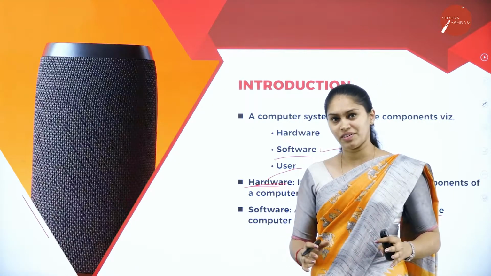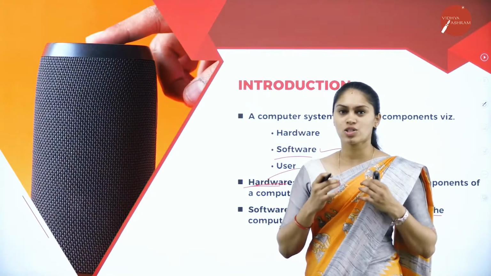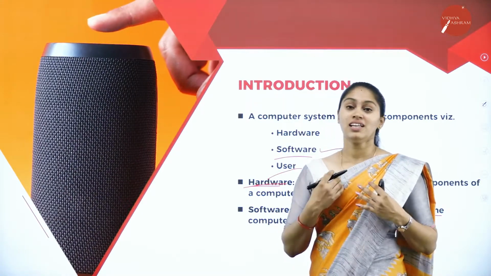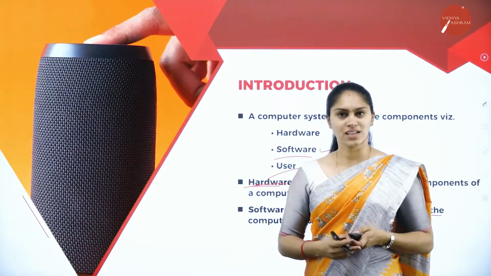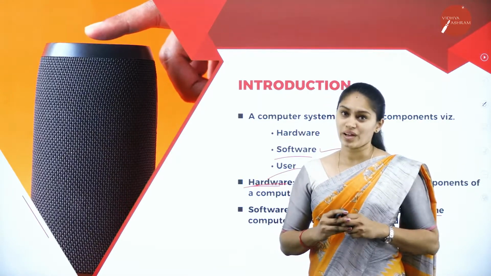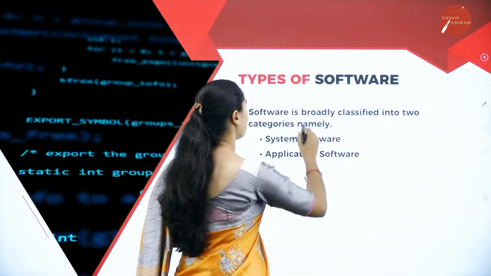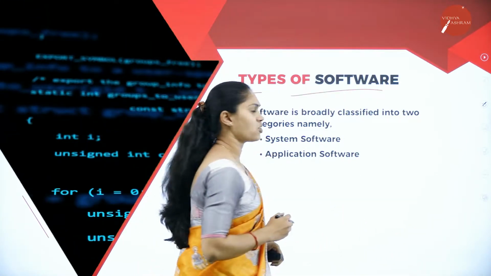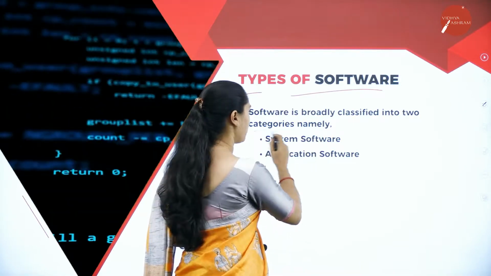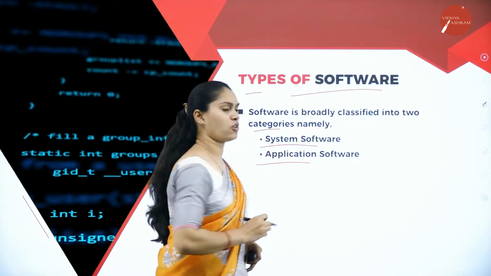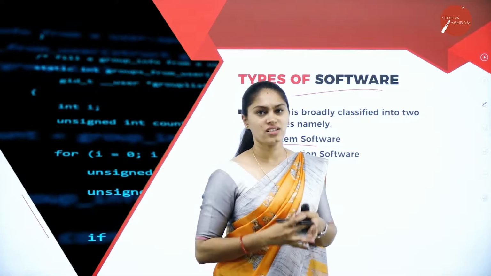So without software, a computer is a dumb machine. We cannot interact with a computer, and we can't do any work with a computer. That is why software is very, very important. Then what are the types of software we have? We have 2 categories of software, classified into system software and application software.